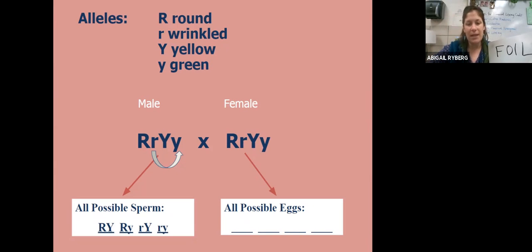So let's go through the female now. We have her genotype. We're going to do the first, right? So in FOIL, we're going to do the first R, the first Y, which is big R, big Y.